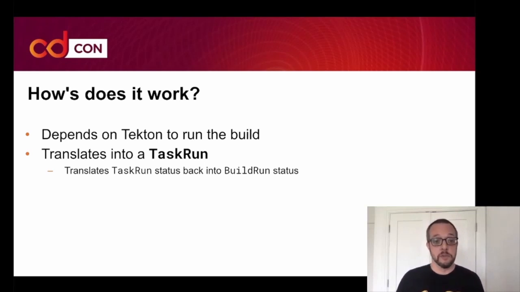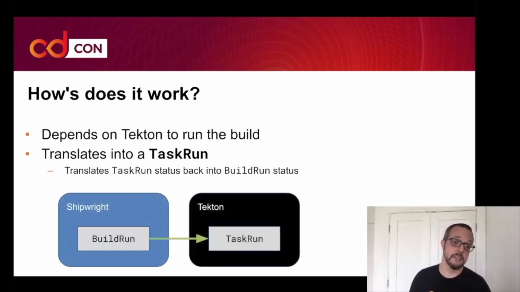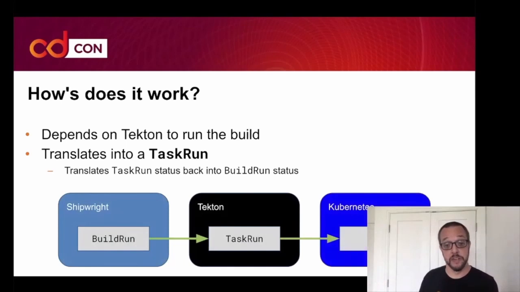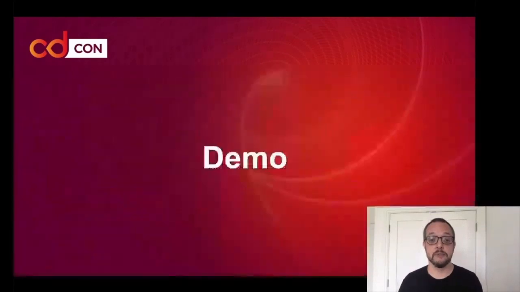Shipwright translates a build run into a Tekton task run, and Tekton translates that task run into a pod that runs on your Kubernetes cluster. As that pod progresses, it tells Tekton how it's going, and Tekton tells Shipwright how it's going. Let's see it in action with a quick demo.